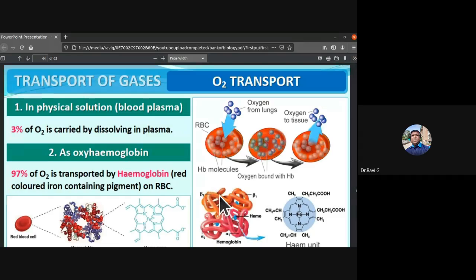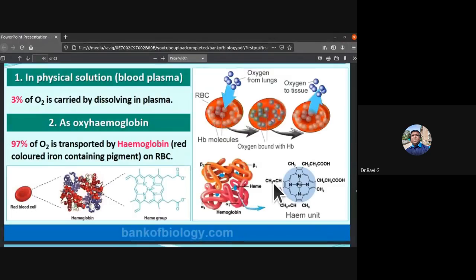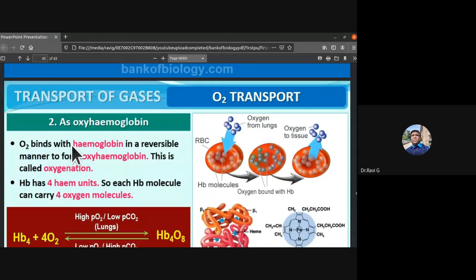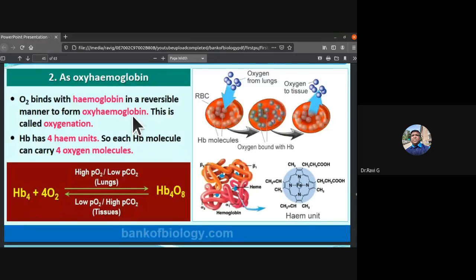We have studied hemoglobin in biomolecules. It has a quaternary structure with four subunits, two alpha units and two beta units. Each one of them has a heme component, and the oxygen binds to this heme component. So a single hemoglobin can carry four oxygen molecules. Oxygen binds with hemoglobin in a reversible manner. So this is hemoglobin, Hb4, plus 4 oxygen. The structure of the hemoglobin heme unit is given here.